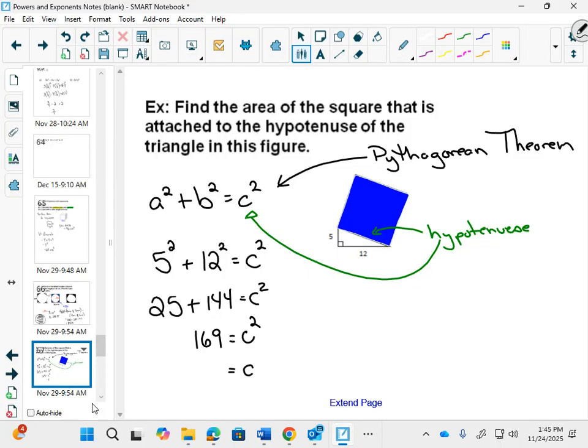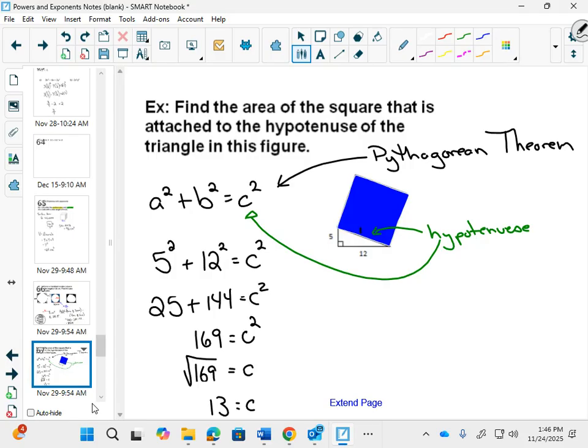The opposite of squaring is square rooting. Unless somebody knows this in their head, what times what is 169? Then you'd have to go to your calculator. 9 times 9 is 81. 14 times 14 is 196. 6 times 6 is 36. 13? 13 times 13 is 169. You got it.